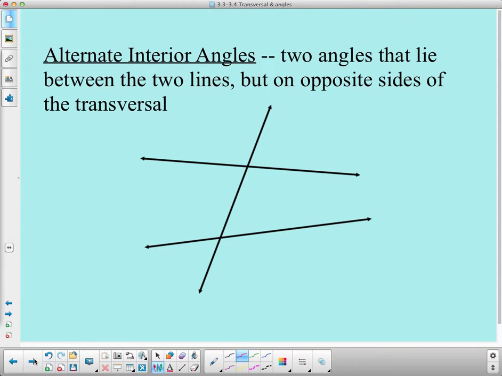These are 2 angles that lie between the 2 lines. That's what the interior part of the name means. Interior, between the 2 lines. But on opposite sides of the transversal. So one's gonna be, in this picture, on the left side of the transversal, one's gonna be on the right side of the transversal. But they still have to be between the 2 lines.